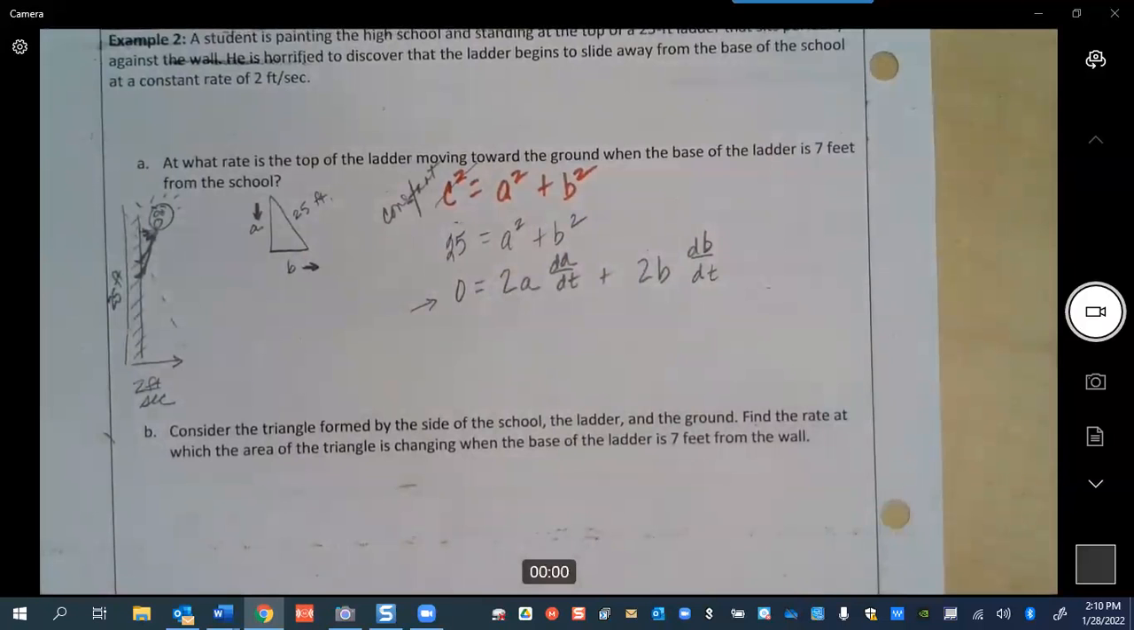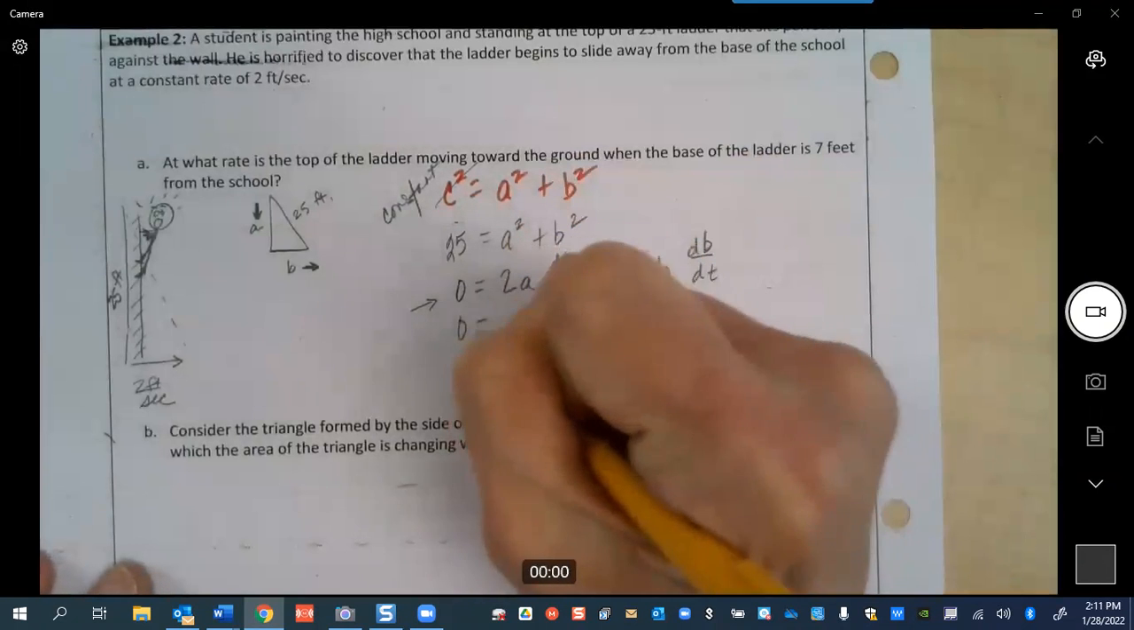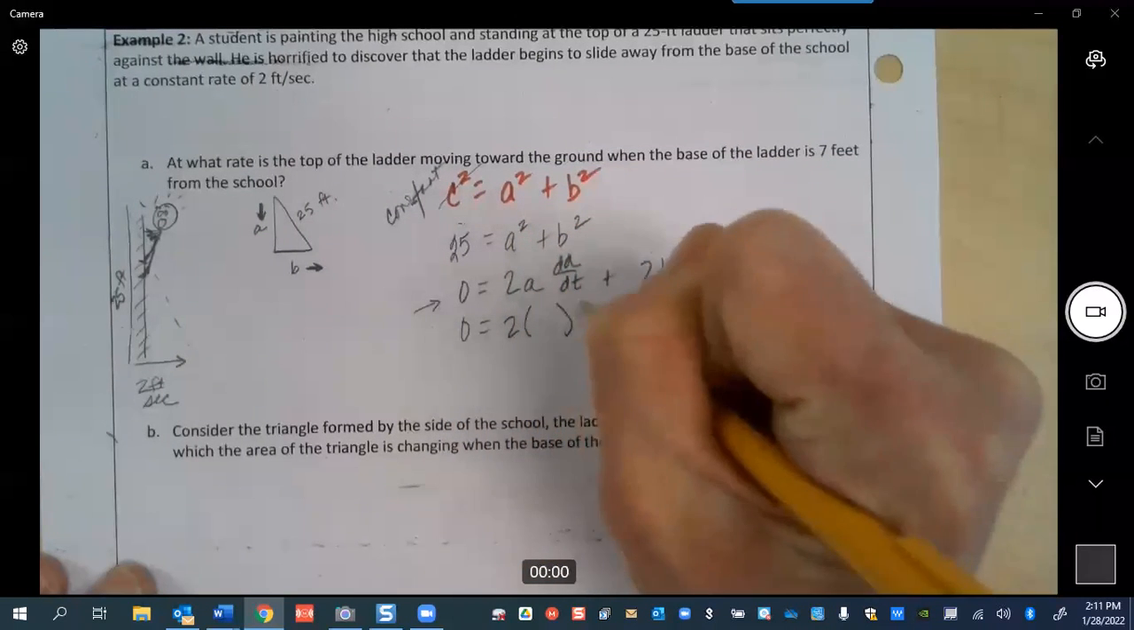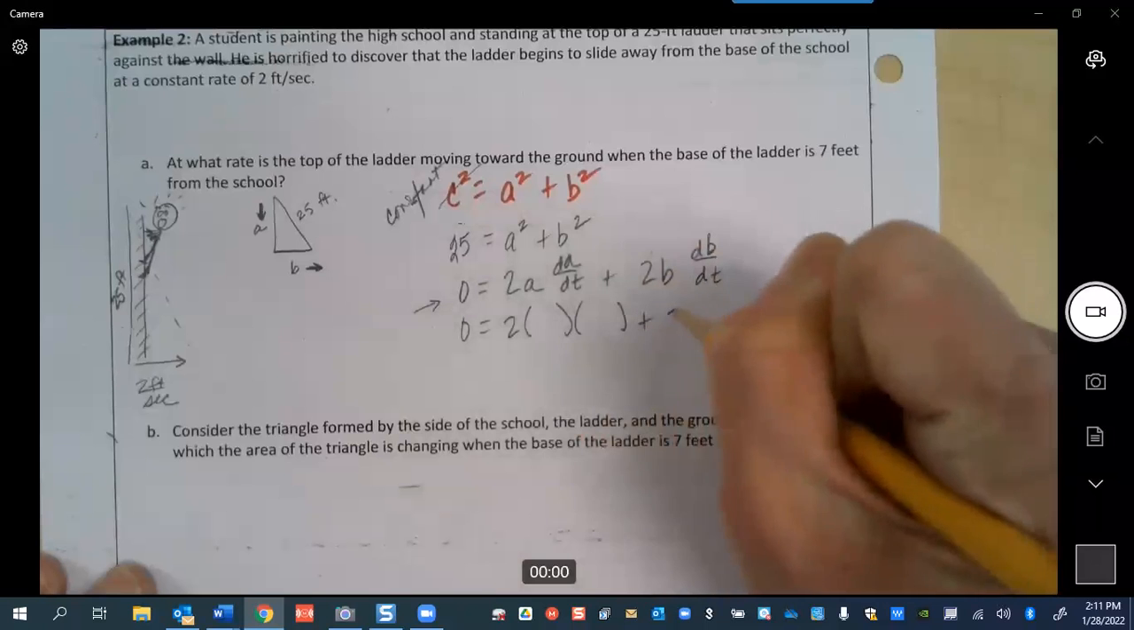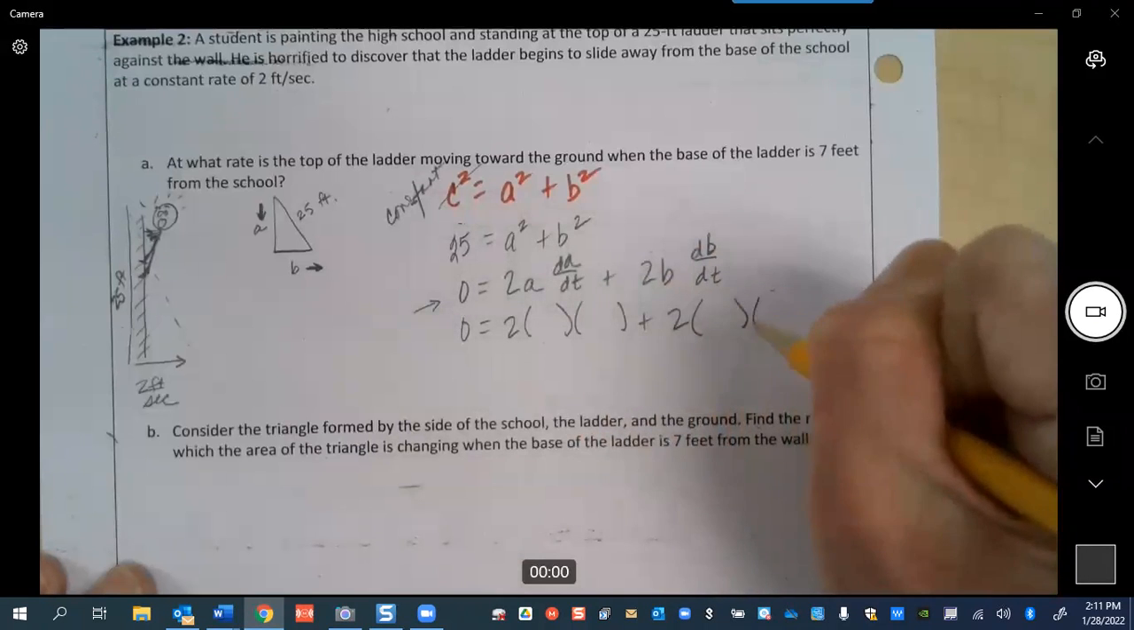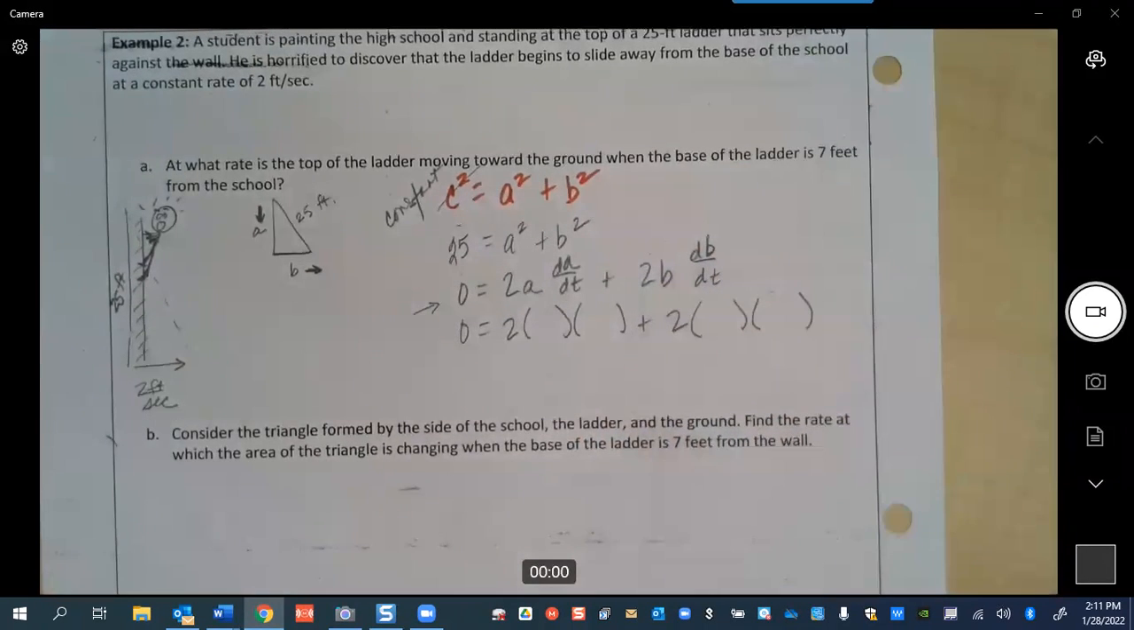At what rate is the top of the ladder moving towards the ground when the base of the ladder is 7 feet away from the school? What do I see? What do I know? What do I need? What can I fill in? Let's talk about what I need. 0 is equal to 2. I need this value. I need this value. I need this value. I need this value. By the way, could I have divided everything by 2 and just simplified?